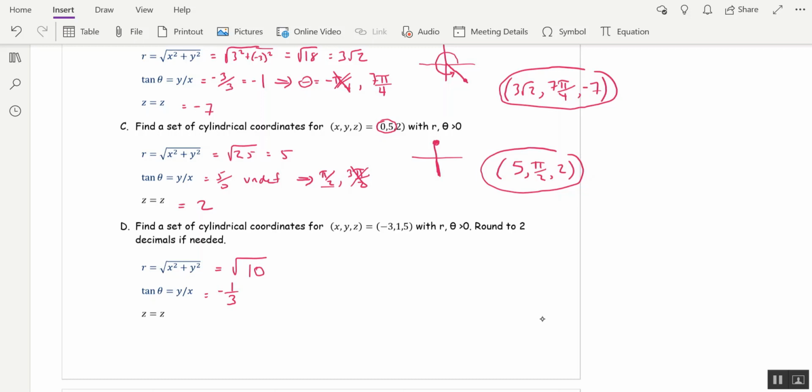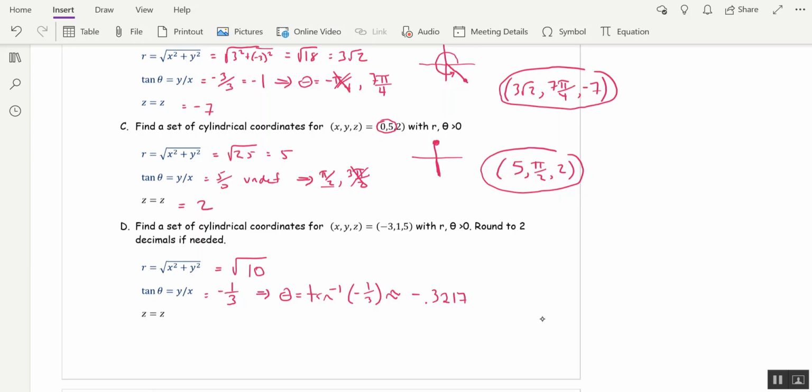Tangent theta is y over x, which is negative 1 over 3. So theta, now you're going to need a calculator. I want to show you what to do. Theta is going to be tangent inverse, well, our first theta, negative 1 over 3. And if you do that out on a calculator or Desmos, you get negative 0.3217. So let me show you a picture.